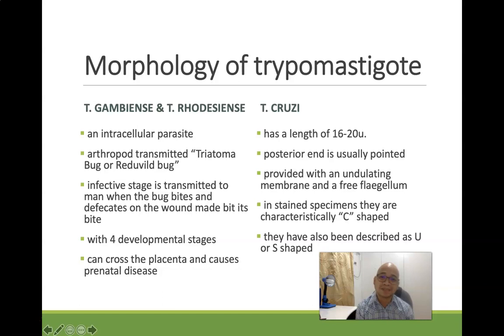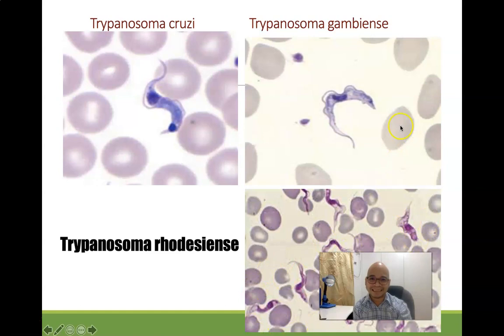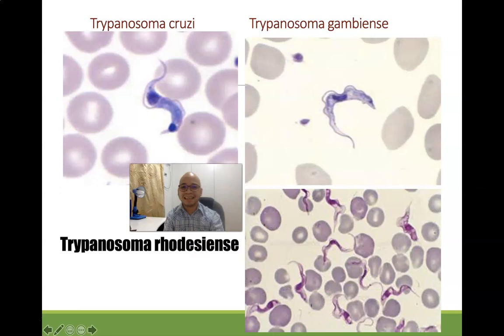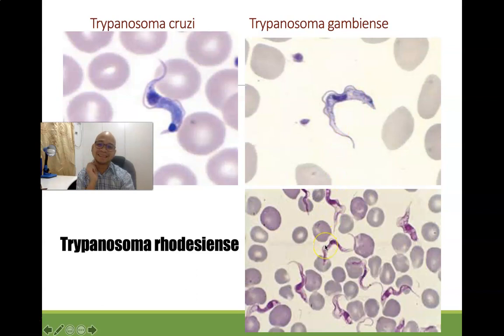Now, Trypanosoma cruzi has a length between 16 to 20 microns. The posterior end is pointed. It is provided with an undulating membrane and free flagellum. So whenever you stain Trypanosoma cruzi, characteristically, it will be C-shaped and sometimes U-shaped or S-shaped. See? The S-shaped Trypanosoma cruzi. But anyway, this is Trypanosoma gambiense and then Trypanosoma rhodesiense.